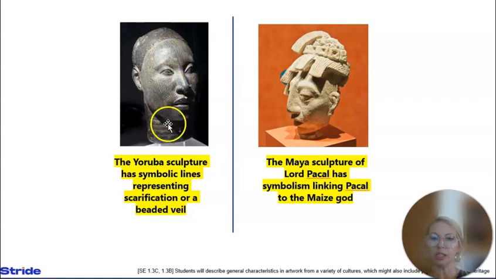So look at this Yoruba sculpture that we're studying this week, and then look at this Mayan sculpture that we studied, I think that was last week. We're looking at the differences between the two, okay? We're comparing and contrasting. The Yoruba sculpture has symbolic lines representing scarification or a beaded veil. The Mayan sculpture of Lord Pakal has symbolism linking Pakal to the maize god.